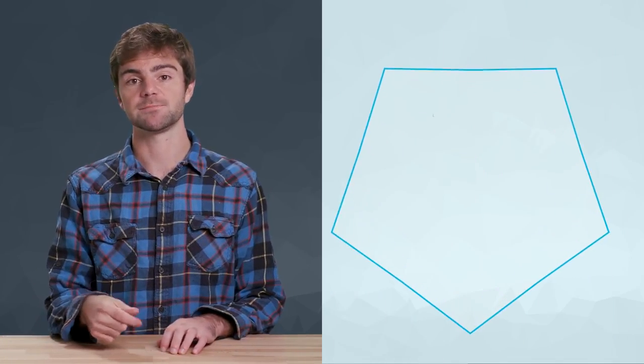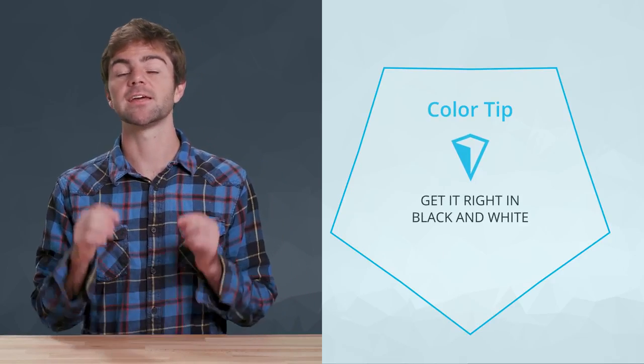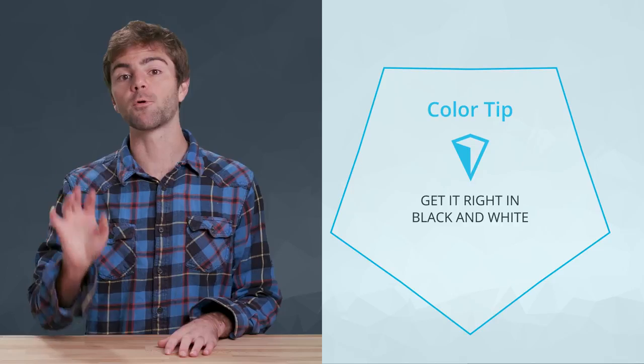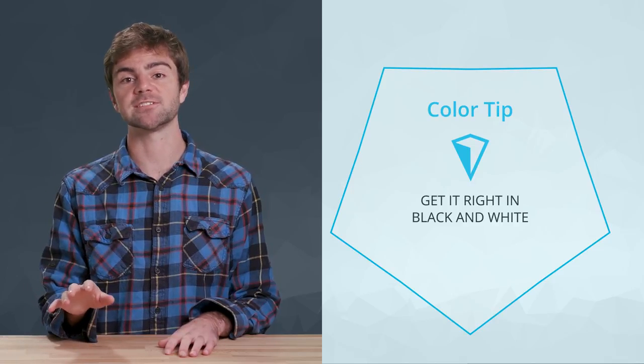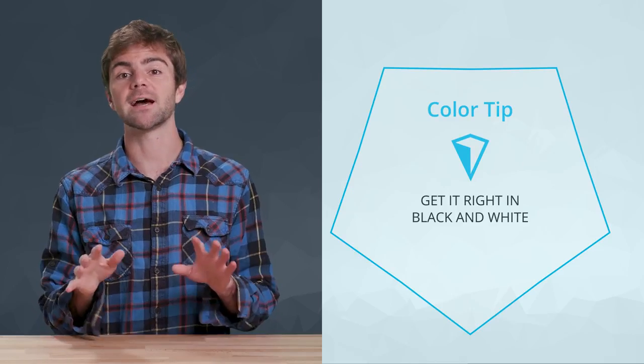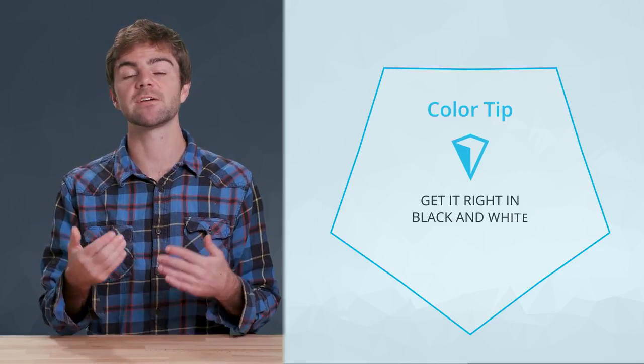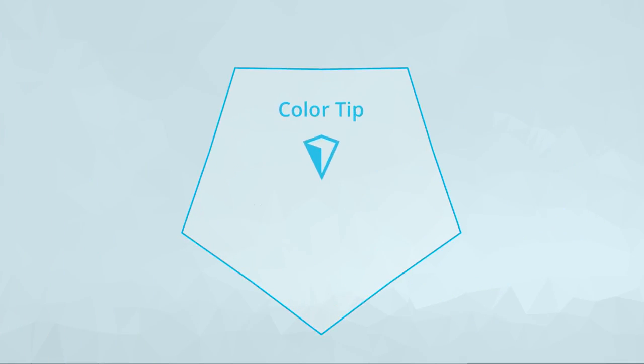Here are my 3 main tips for using color in plots. My first piece of advice comes from the design field. Get it right in black and white. Before you begin adding color to your data visualization, you should determine if you need color in the first place. Many times, black, white, and shades of gray will be enough to effectively convey your information.